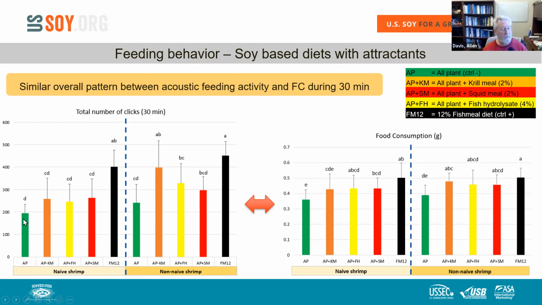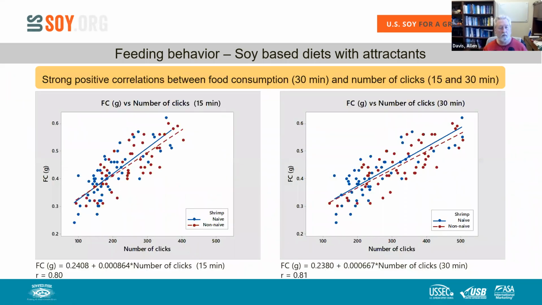if you look at that, for the all-plant diet, we then get improvements. And for whatever reason, this fish meal 12, which as I said is a completely different year of making that diet, we got the best response. But you can see this number of clicks corresponds very well to the response of the animals in terms of feed consumption. And if you do a regression on the data, both naive and non-naive, looking at feed consumption and the number of clicks.